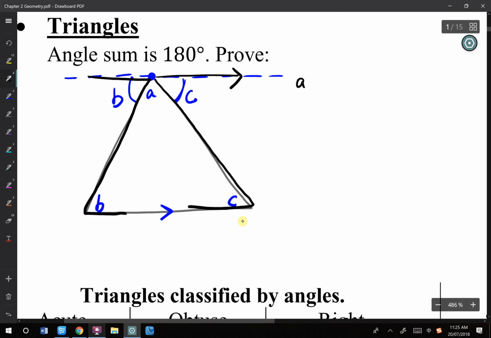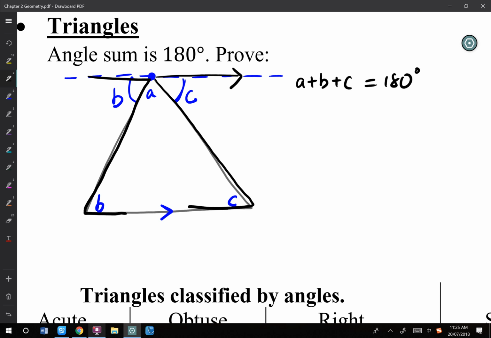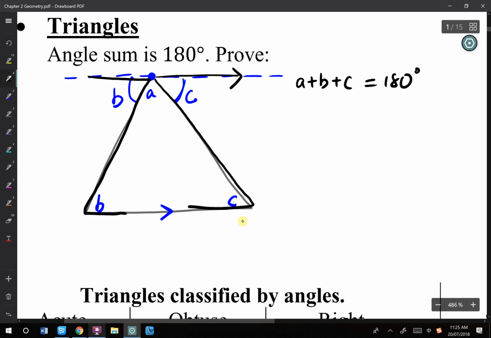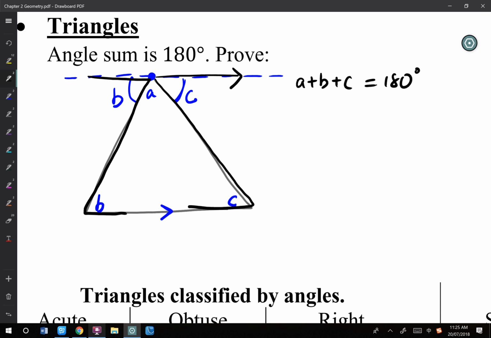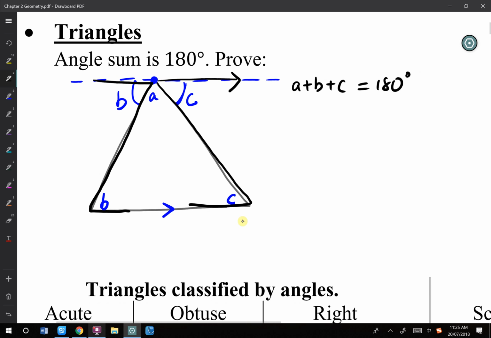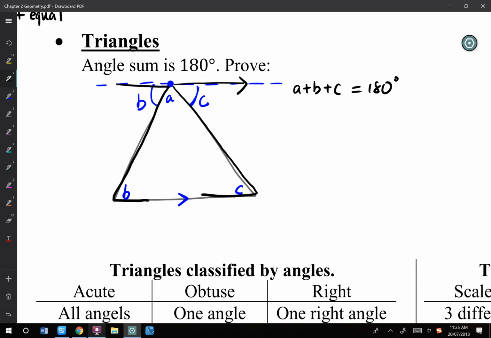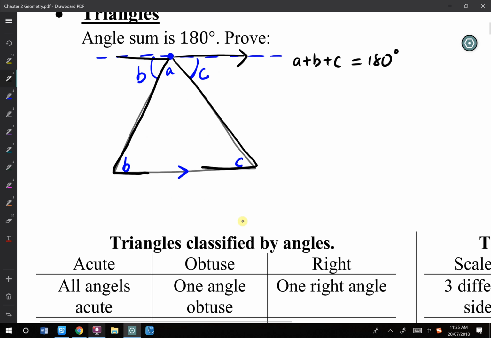So you can see A plus B plus C is a straight line angle, so they must add up to 180 degrees. This C is the same as this angle, and this B is the same as this angle. So A plus B plus C is actually this straight line angle, which is 180 degrees. That shows you why it's 180.